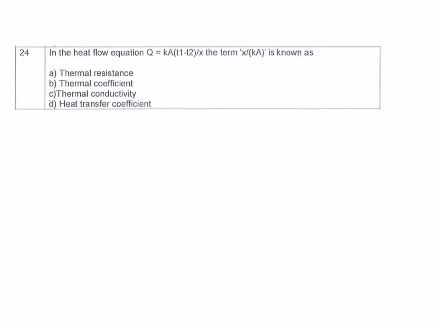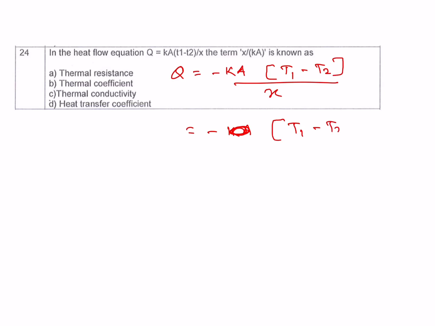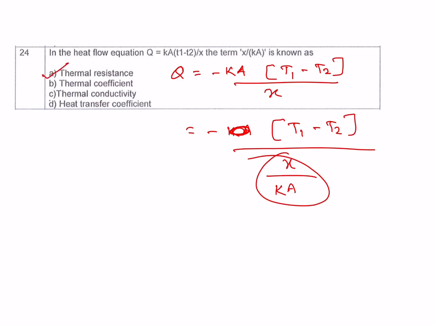Next question. In the heat flow equation, Q equal to KA (T1 minus T2) divided by X, the term X by KA is known as what? From Fourier's law of heat conduction, Q equal to minus KA dT by dX, or you can write it like this: Q equal to (T1 minus T2) divided by X by KA. This is what they asked.